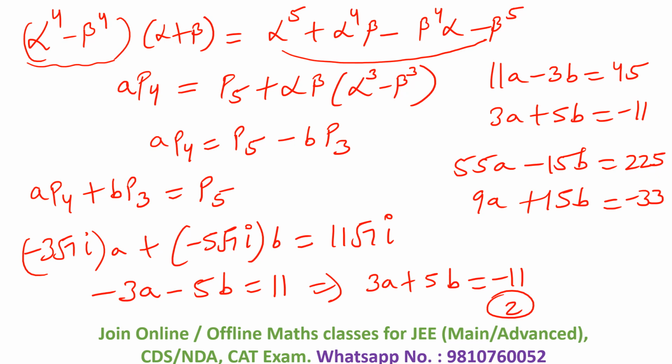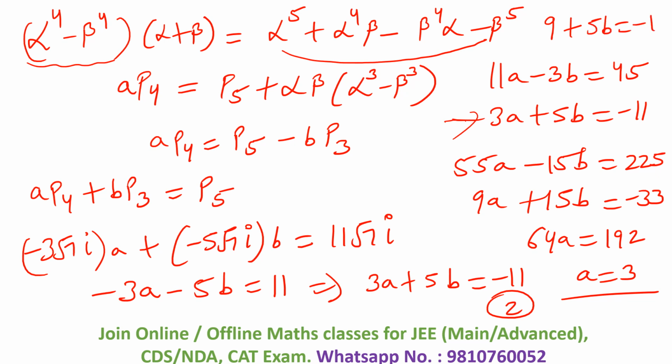So when you add both of them, you will be getting 64a equal to 192, or a becomes equal to 3. Now students, when a is equal to 3, just put it in any of these equations. Let's put this value of a in the second equation. So we get 9 plus 5b equal to minus 11, or 5b becomes equal to minus 20, or b becomes equal to minus 4, right?